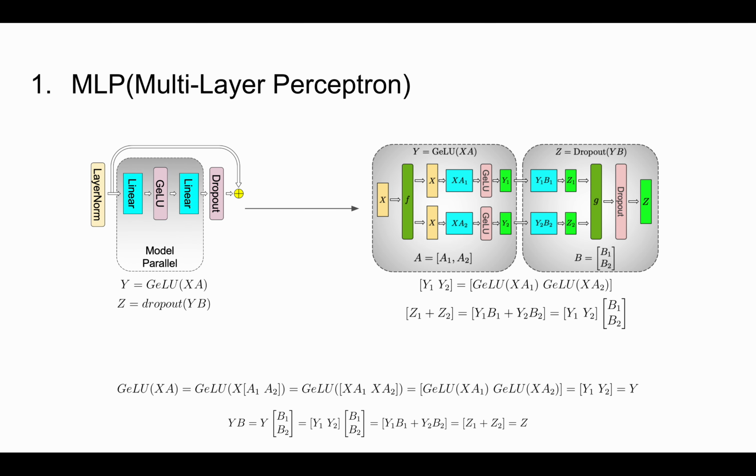First, let's look at MLP. MLP has two linear layers, XA and YB. So they use column parallelism in the first multiplication and directly use row parallelism in the second multiplication. And at last, they aggregate each output Z1 and Z2.